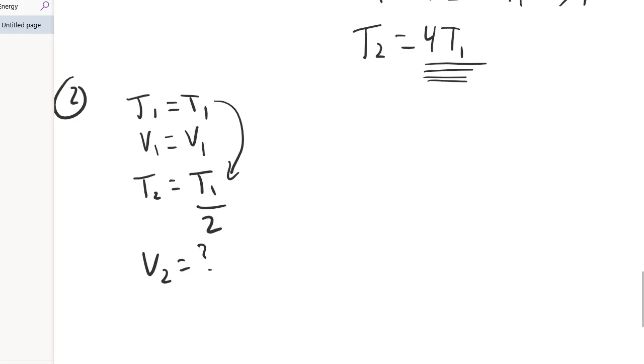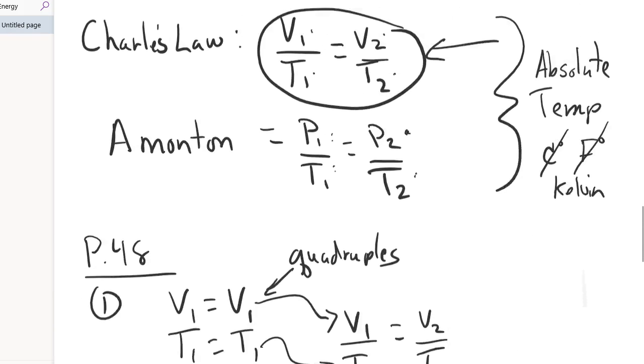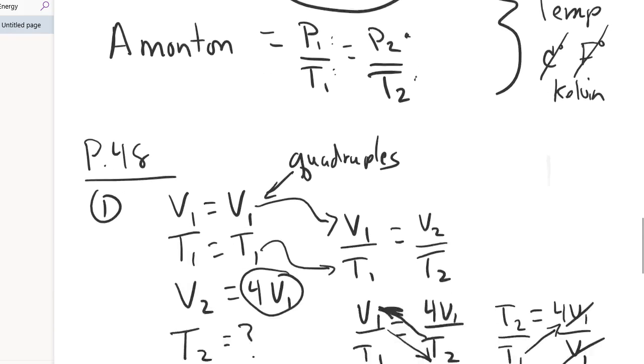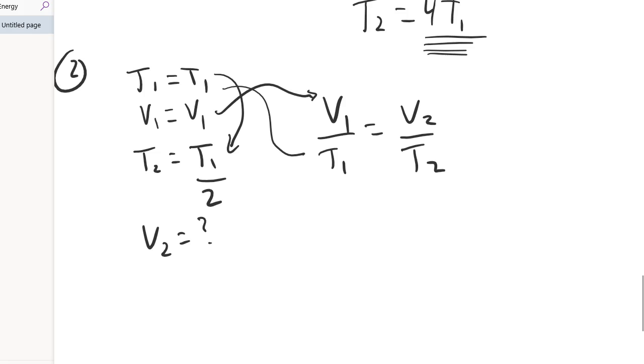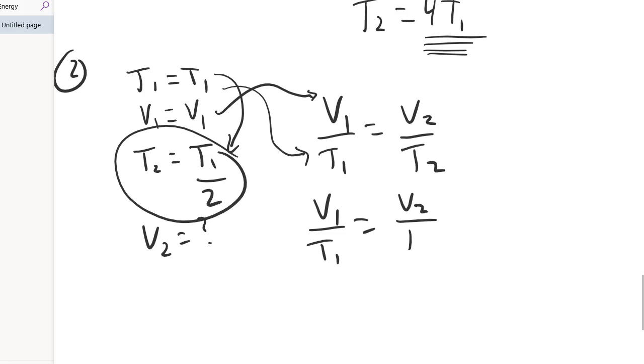V2 equals question mark. Well, let's look at our equation. Our equation again is Charles' law. V1 over T1 equals V2 over T2. So V1, we're going to leave it the same. T1, we're going to leave the same. And so we end up with V1 over T1 equals V2, which is what we don't know, over T2. Well, T2 is T1 divided by 2. Well, how do we solve this?